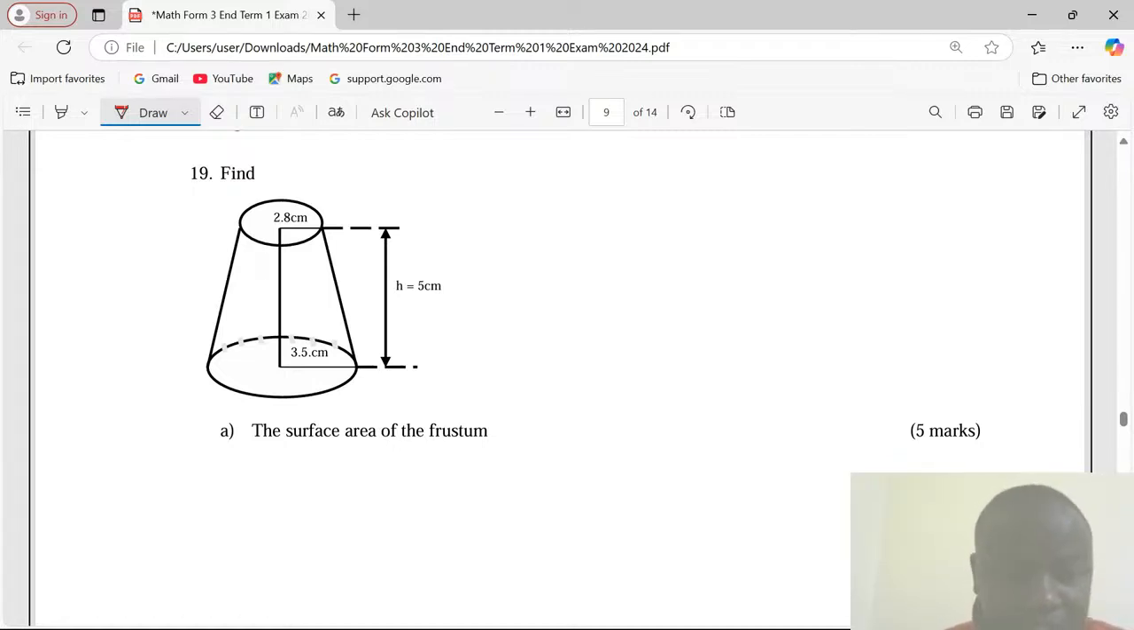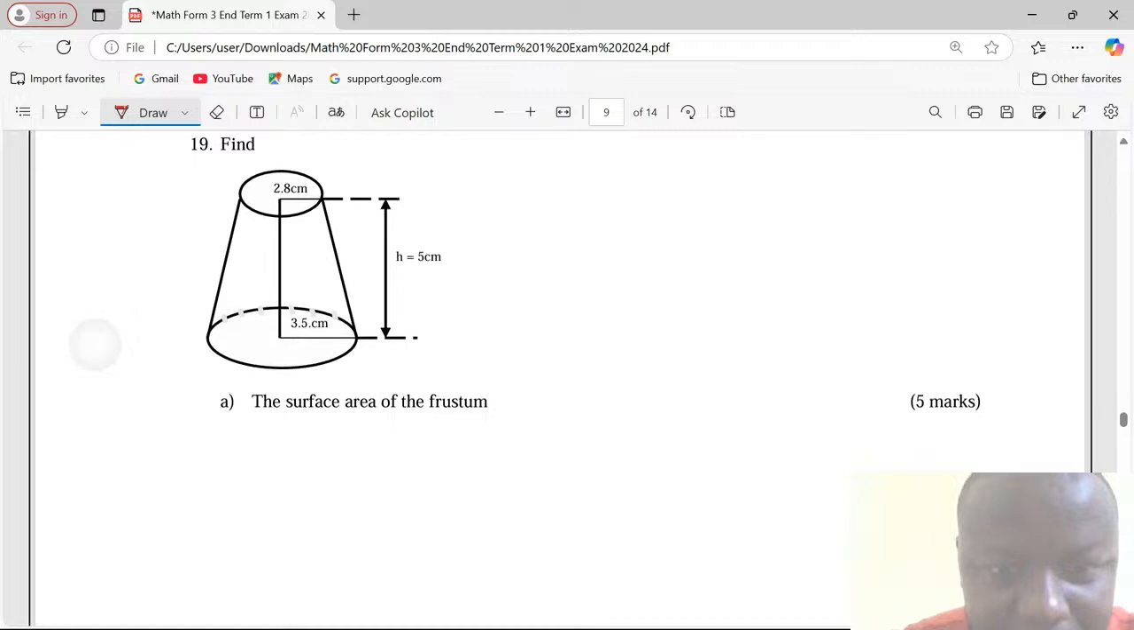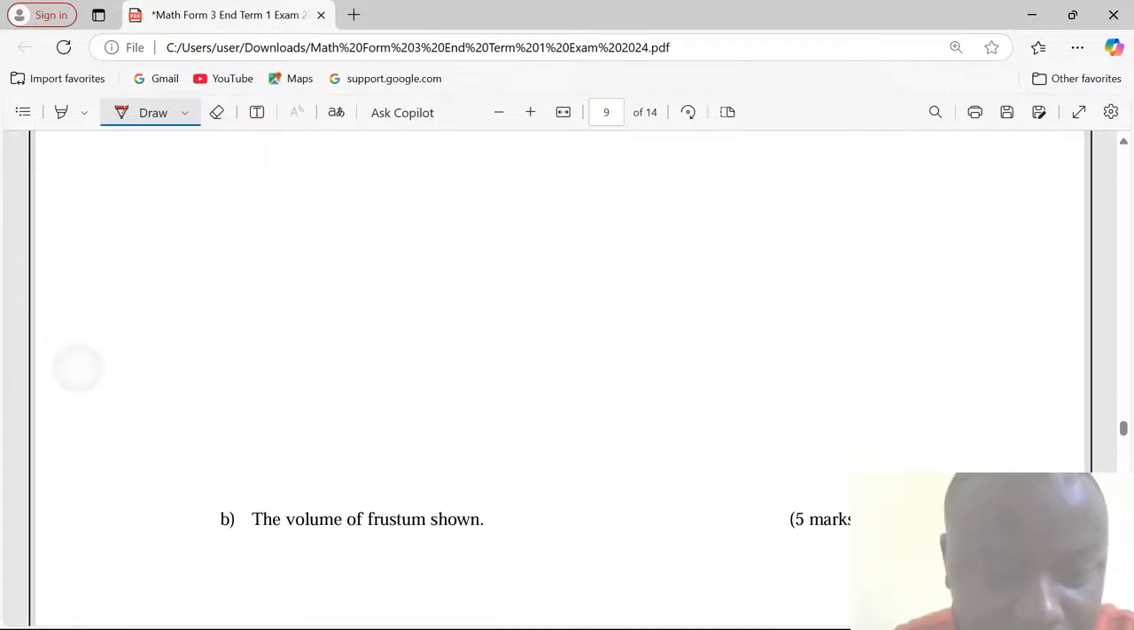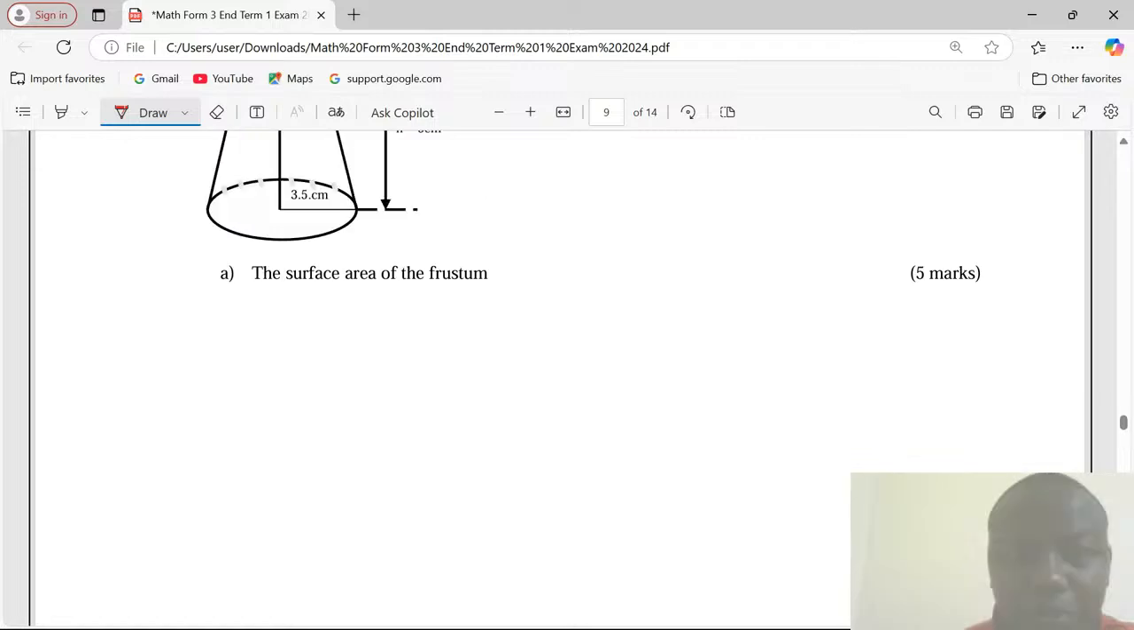Number 19 now, which is our third question. The concept is on a measurement whereby we deal with volumes and surface areas. Find surface area of this frustum and also volume of the frustum shown.